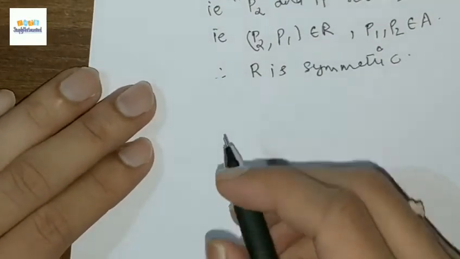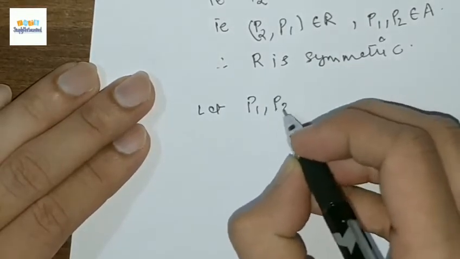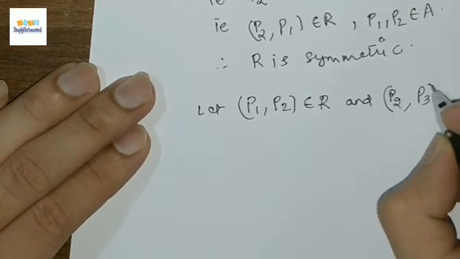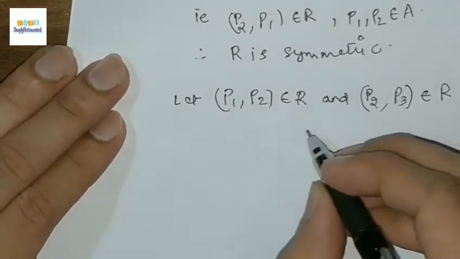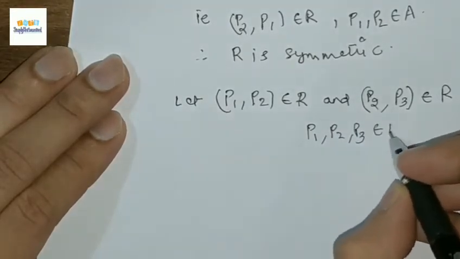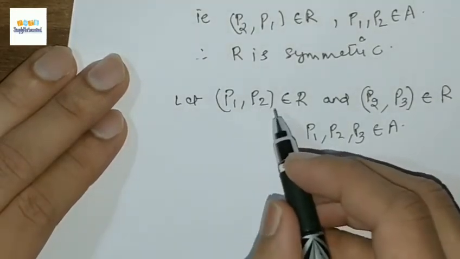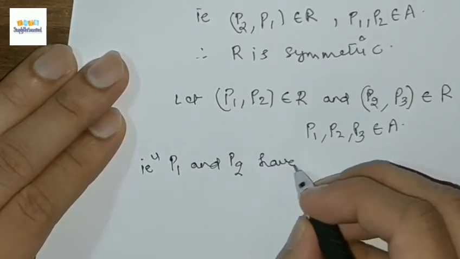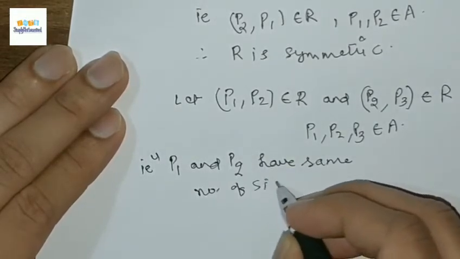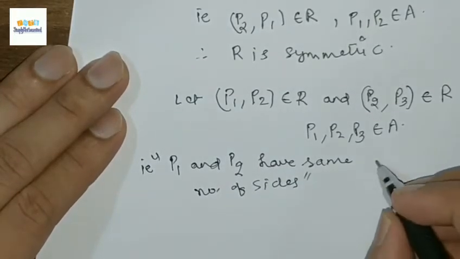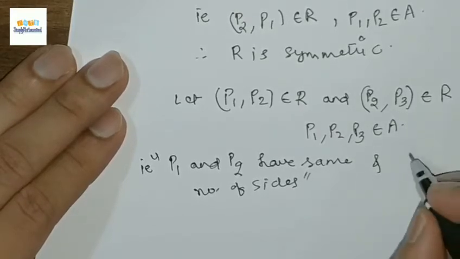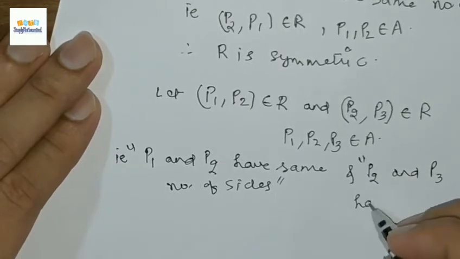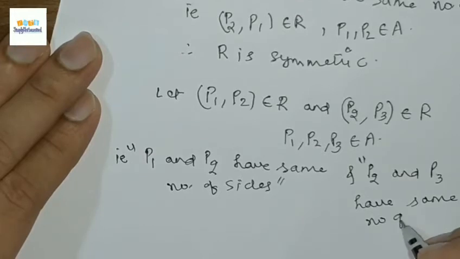Now we will prove that R is transitive. So let P1, P2 belong to the set R and P2, P3 belong to the set R, where P1, P2, P3 belong to the set A. Since P1, P2 belong to the set R, that is P1 and P2 have same number of sides, and since P2, P3 belong to the set R, P2 and P3 have same number of sides.